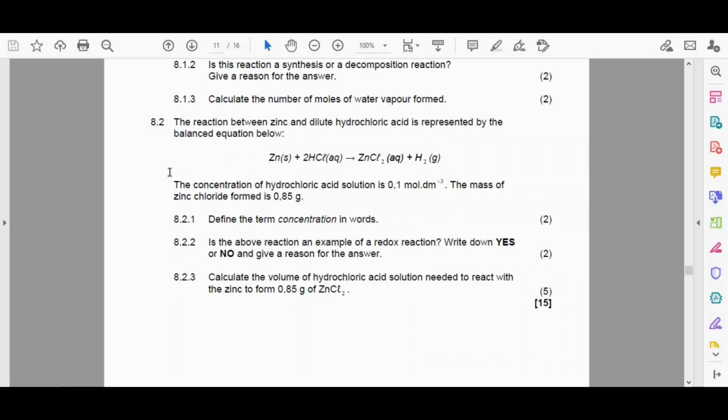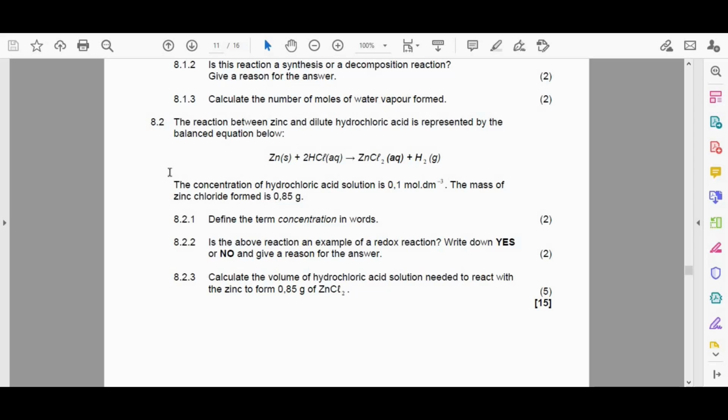8.2.2 asks us, is the above reaction an example of a redox reaction? Write down yes or no and give a reason for your answer. I'll do this question. Apparently they've amended redox out of your syllabus, so redox shouldn't be tested, but anything can happen. So let's just learn it anyway, because I'm quite nervous about this revised edition, or revised ATP, because not everybody's going to stick to it exactly.